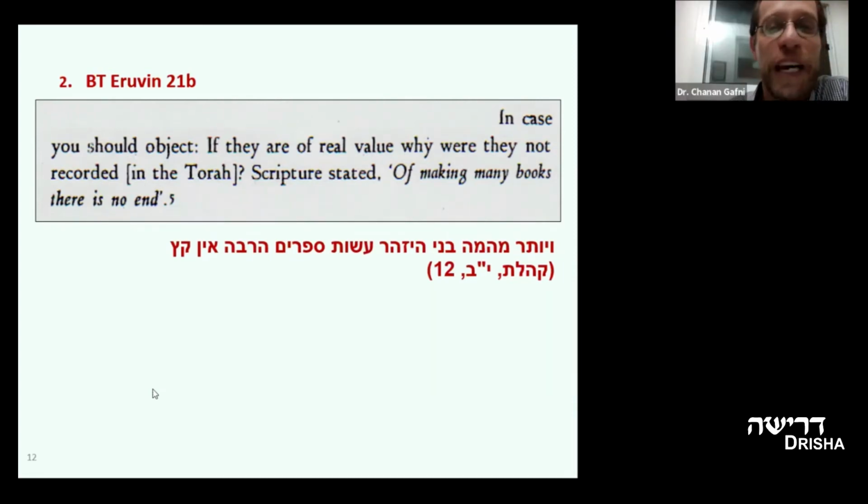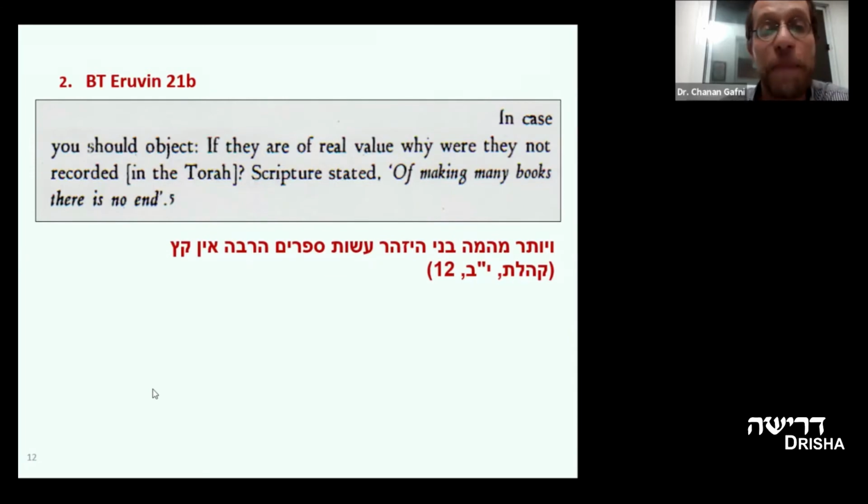In case you should object, if you think that the oral law is of real value, why were they not recorded in the Torah? The text answers: Scripture stated, of making many books, there is no end. In the very end of Kohelet, it says, V'yoter mehem habnihi zaher, beyond everything you should be careful. You shall not make too many books. Of making many books, there is no end.